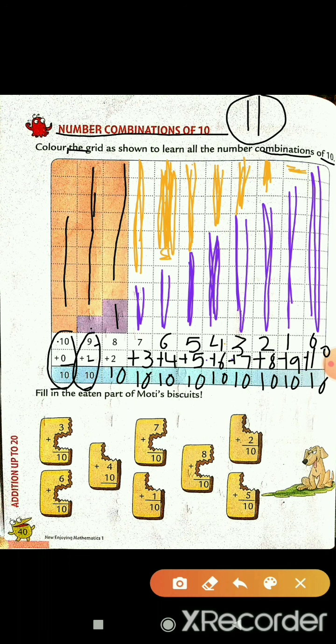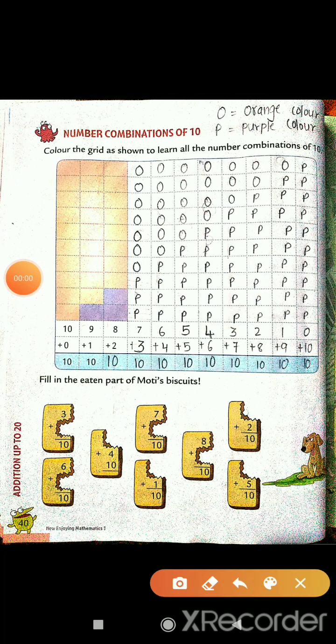Got it, students? Now, just count how many combinations are there. 1, 2, 3, 4, 5, 6, 7, 8, 9, 10, 11. How many combinations? 11 combinations. Got it, students? So students, I have written here O and P. Don't write O and P. Wherever I have written O, you have to color that with orange color, and wherever I have written P, you have to color it with purple color.